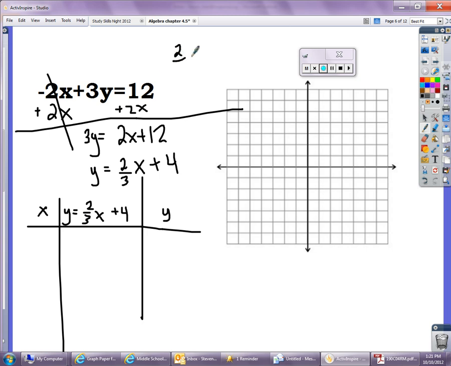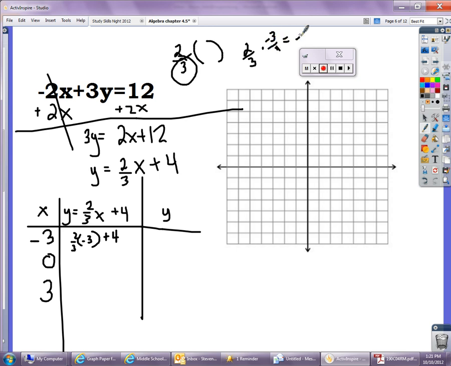So we talked about in class, numbers that you can multiply by 2/3 and get a whole number are numbers that are multiples of 3, such as 3, 6, 9, 12, any of those numbers. Well, I might as well use the smallest number, 3. So I'm going to have a negative 3, a 0, and a positive 3. So 2/3 times negative 3 plus 4. So I could use a calculator, but I could also do 2/3 times negative 3 over 1. You end up with negative 6 over 3, which ends up being a negative 2.